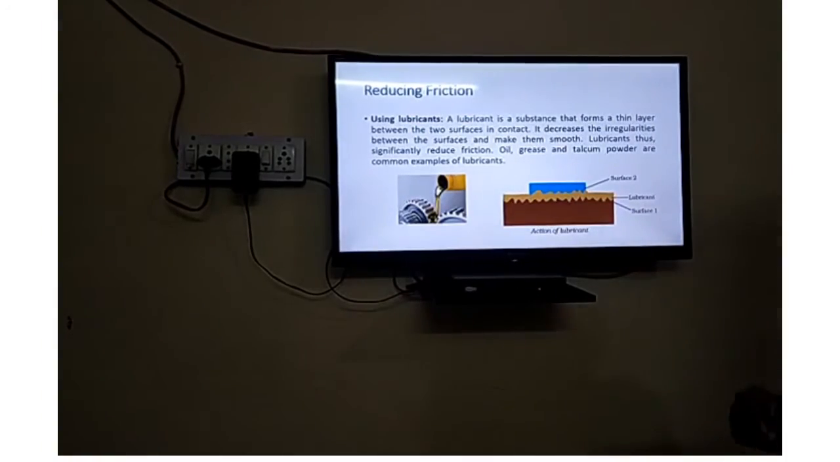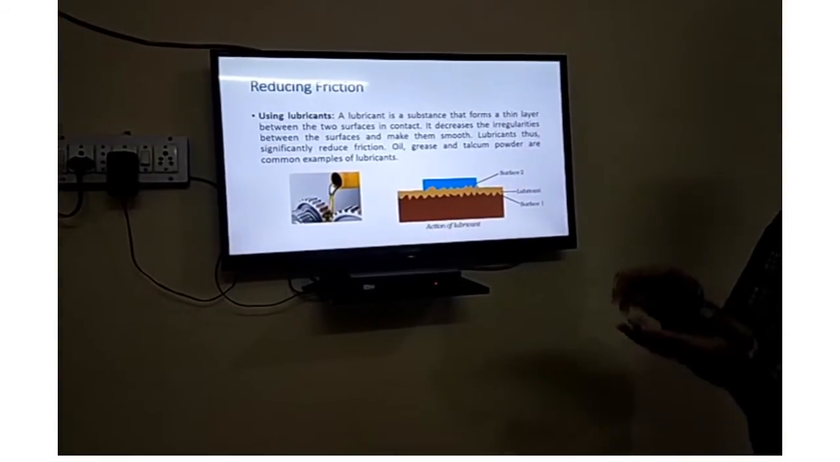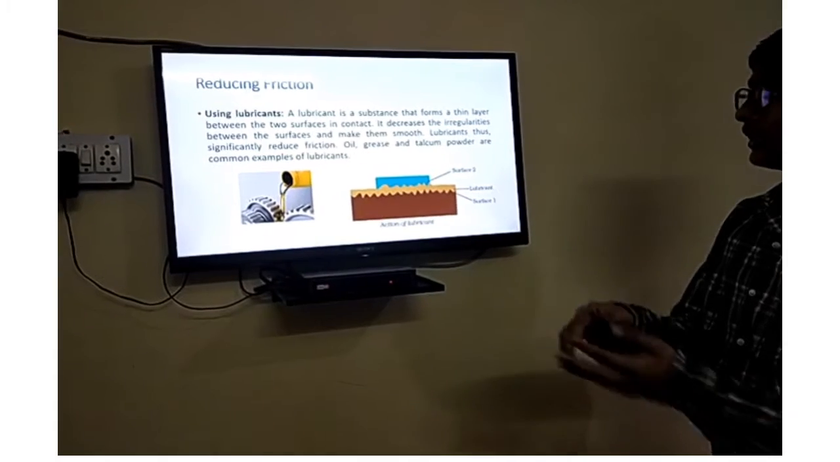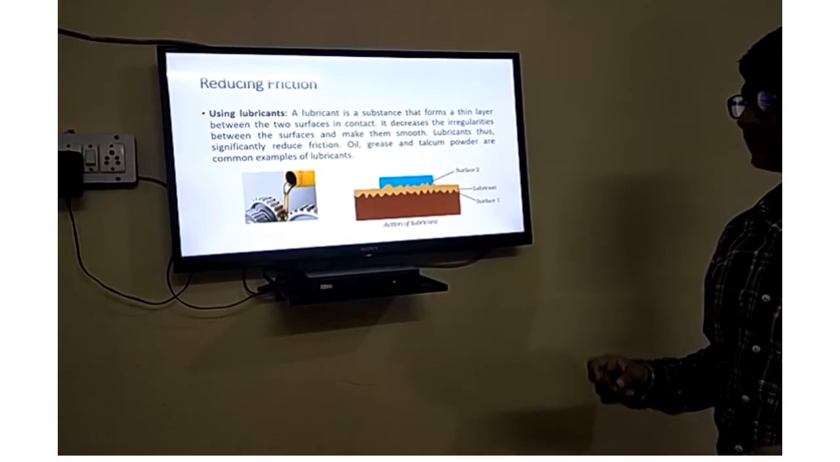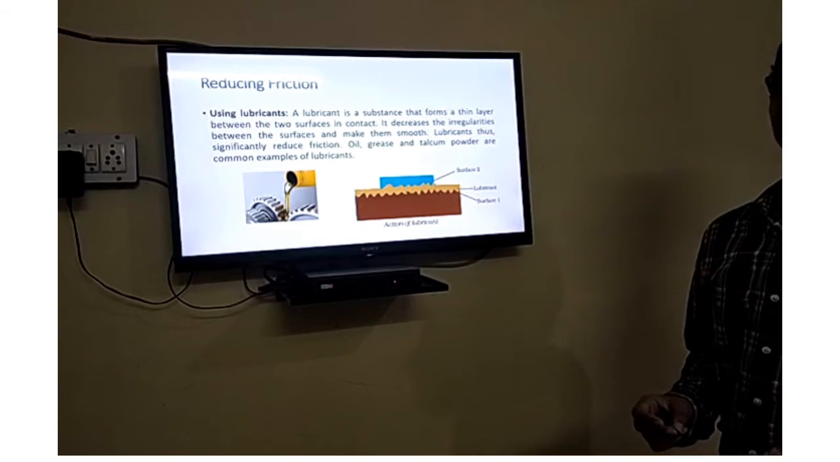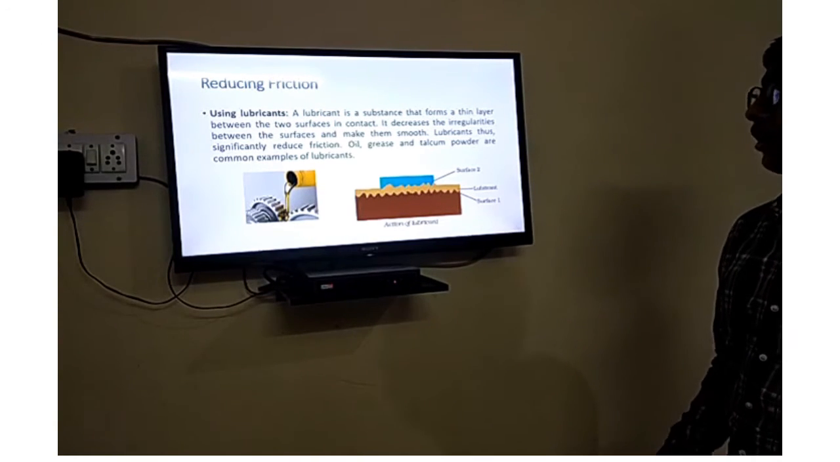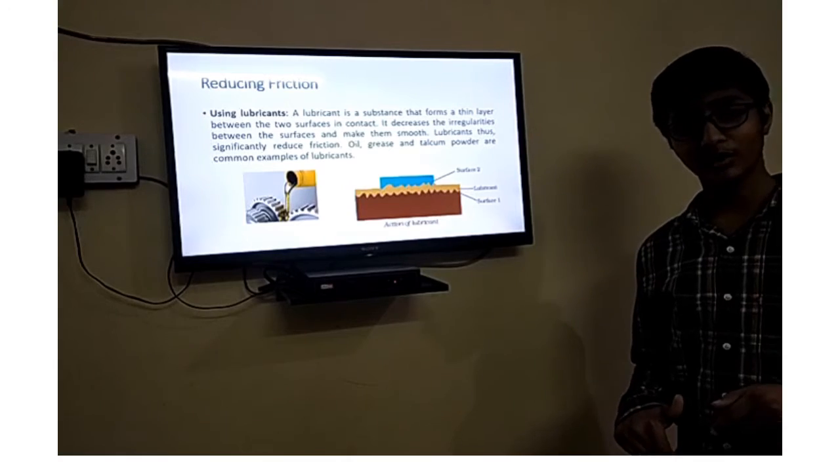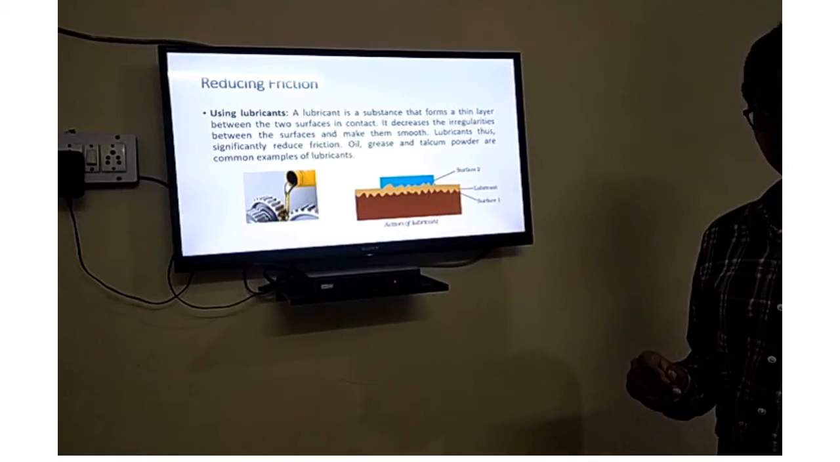A lubricant is a substance that forms a thin layer between the two surfaces in contact. It decreases the irregularities between the surfaces and makes them smooth. Lubricants thus significantly reduce friction. Oil, grease, and talcum powder are common examples of lubricants.